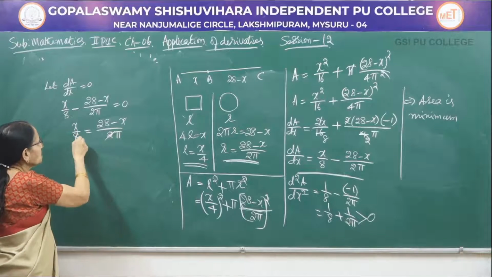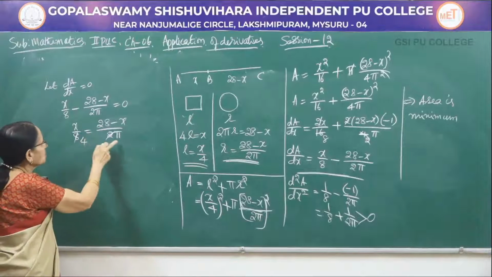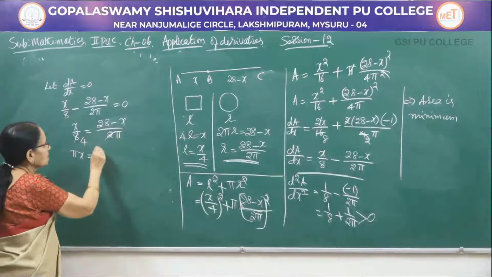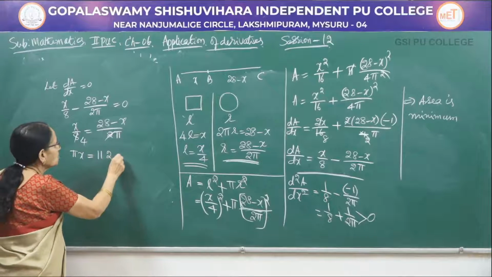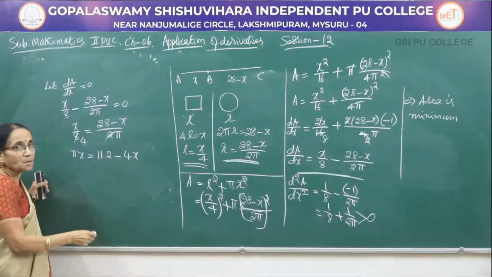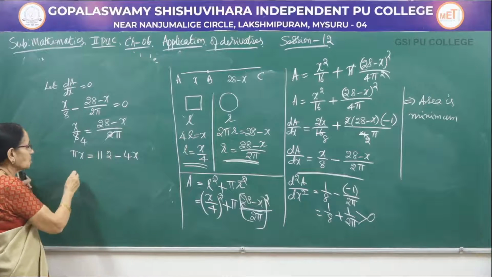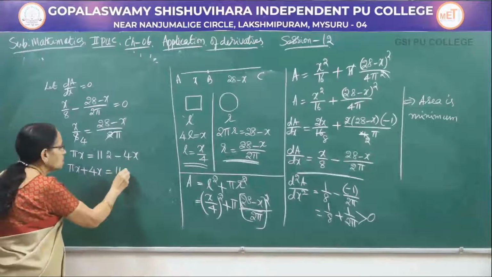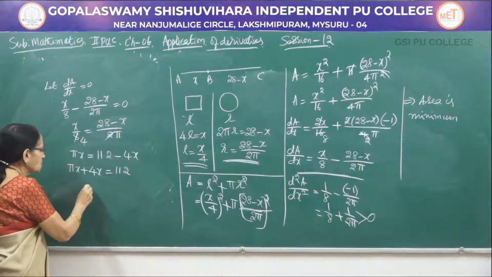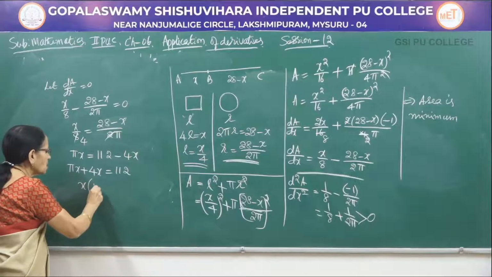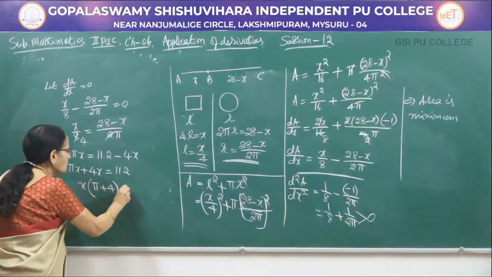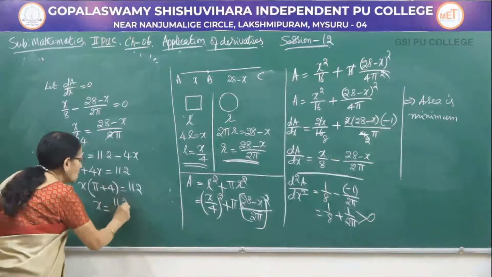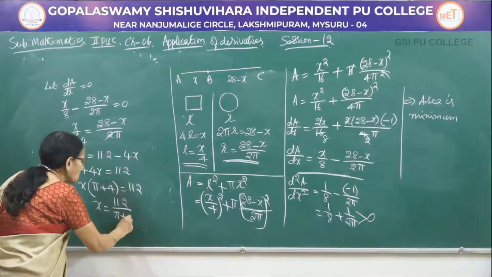Now you can cancel this one, 2 fours are. Now cross multiply. It is pi into x equal to 4 into 28, that is 112, minus 4x. Since we want x here, take x to the left hand side. Pi x plus 4x is equal to 112. Hence, taking out common factor x, x into pi plus 4 equal to 112. Hence, we have x is equal to 112 divided by pi plus 4.